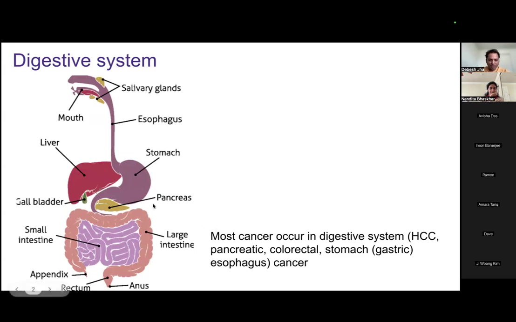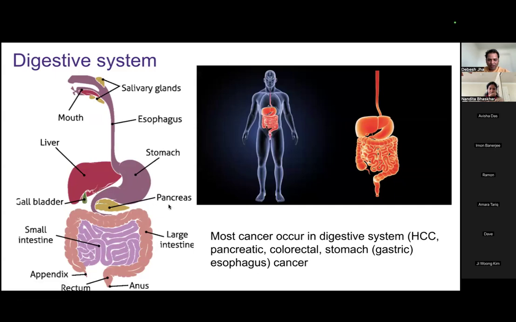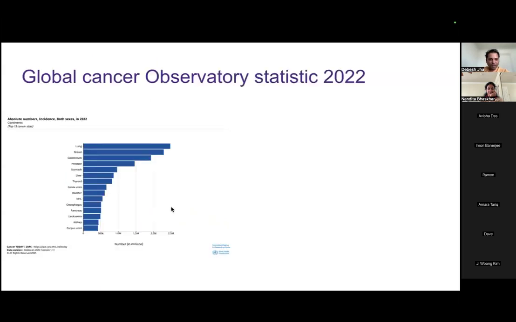And most of the cancer occur in the digestive tract. So, for example, SCC, pancreatic, colorectal cancer, stomach cancer, anal, and also rectum cancer, etc. So, this makes digestive system or digestive tract a hotspot for the cancer. That's why we would like to use AI to detect some of this so that we can save life at an early stage. Now let me move to some of the statistics.